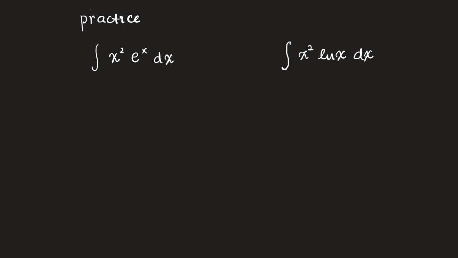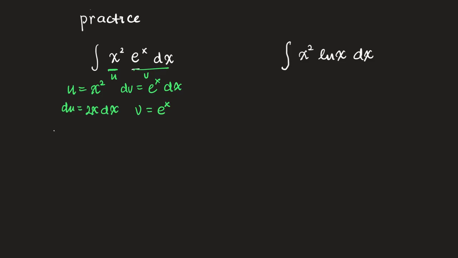When you see this one, what's gonna be u? Can you see it? Polynomial, exponential. So in that case, you're gonna put u gonna be x squared, dv gonna be e to the x dx. So this part is u, this part is dv. So what is the du gonna be? Take the derivative of x squared, it's 2x dx. Integral of dv, v gonna be e to the x.